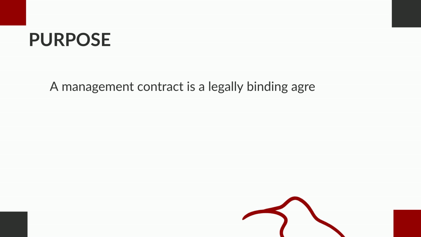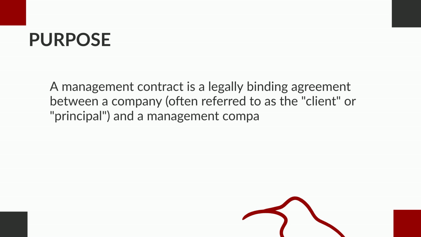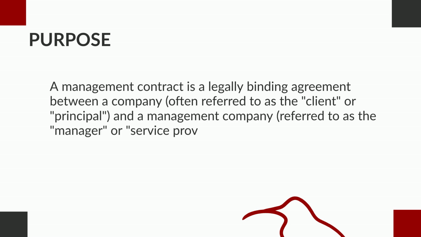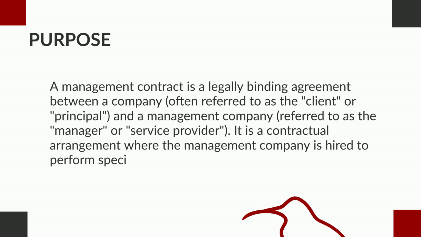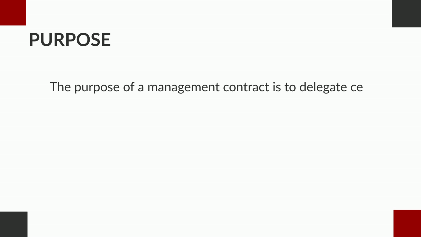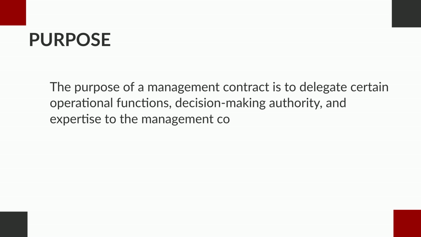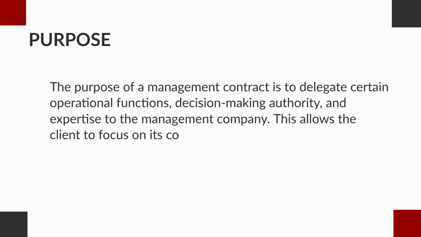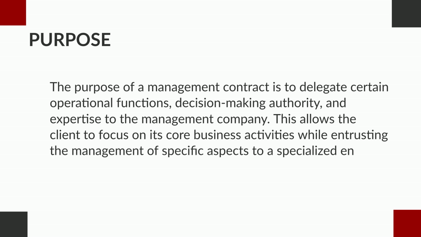Purpose. A management contract is a legally binding agreement between a company, often referred to as the client or principal, and a management company, referred to as the manager or service provider. It is a contractual arrangement where the management company is hired to perform specific managerial duties and responsibilities on behalf of the client. The purpose of a management contract is to delegate certain operational functions, decision-making authority, and expertise to the management company. This allows the client to focus on its core business activities while entrusting the management of specific aspects to a specialized entity.